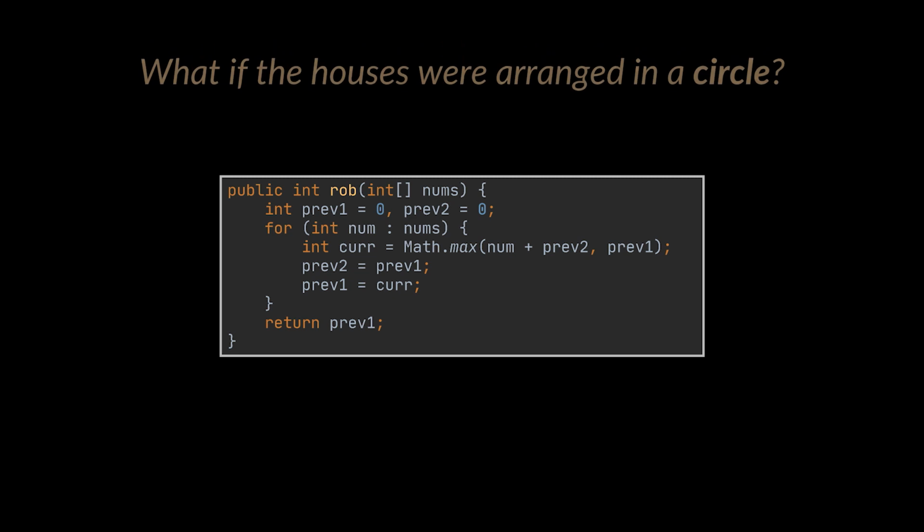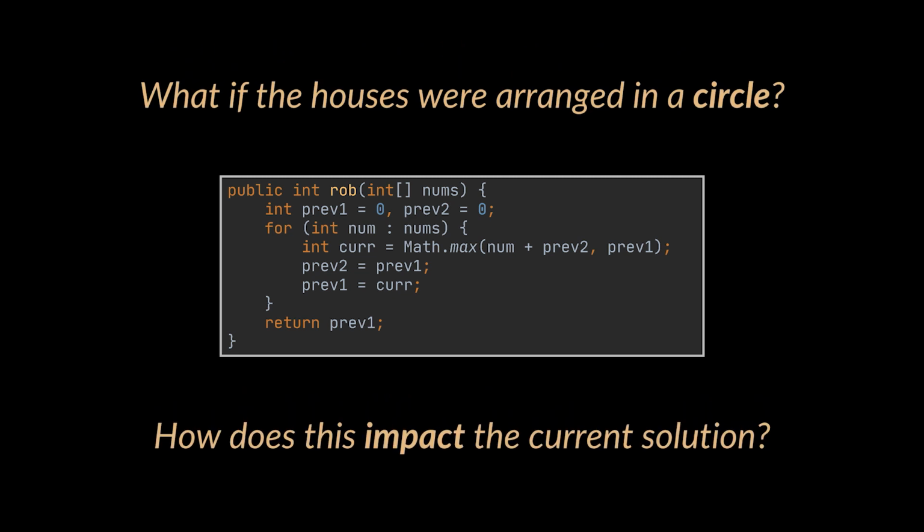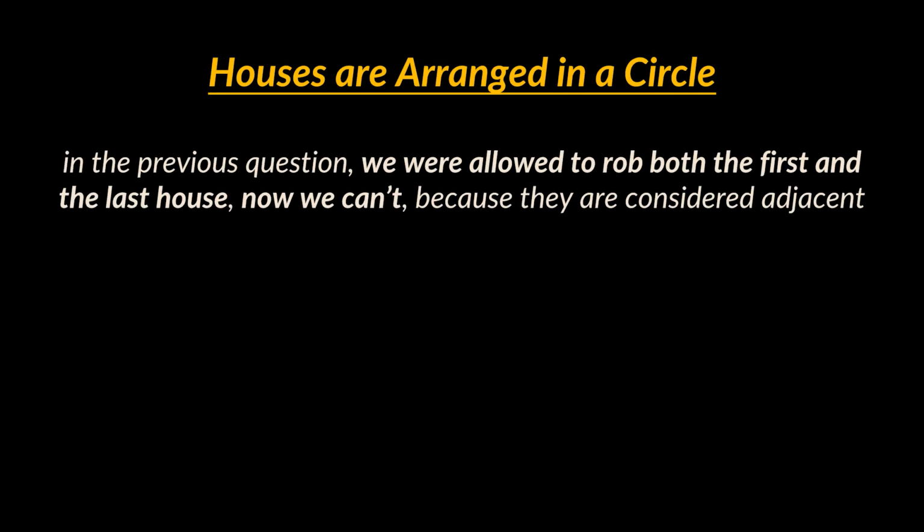Okay, after you solve this, the interviewer might choose to scale things up and modify the question a little bit. What they might add is that the houses are arranged in a circle. So how does this impact us? Well, in the previous question and in our previous solution, we were allowed to rob both the first and the last house. Now we can't because they are considered adjacent. So we will need to alter our current solution to take this new criterion into consideration.